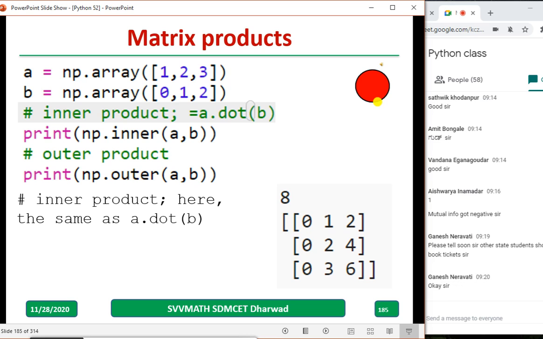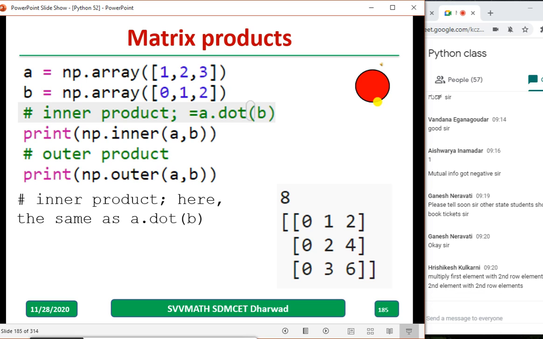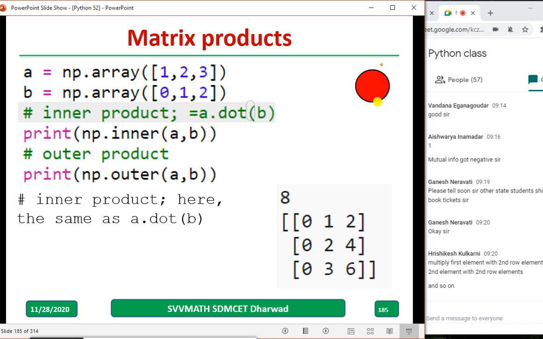Okay, so anybody can tell how you got 8, how you got 012, 024, 036. Just type something into something, something plus something. Let me see, how multiply the first element with the second row element and the second element with the second row element and so on. Okay, good. You could have typed what you are telling.